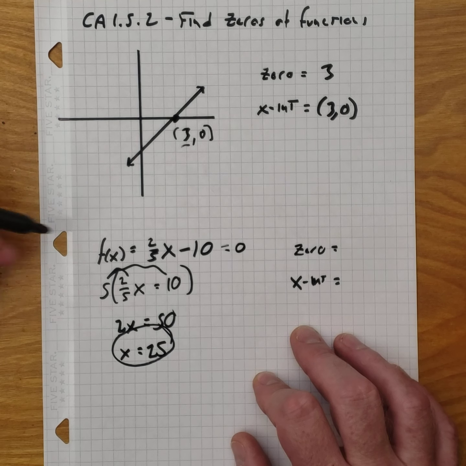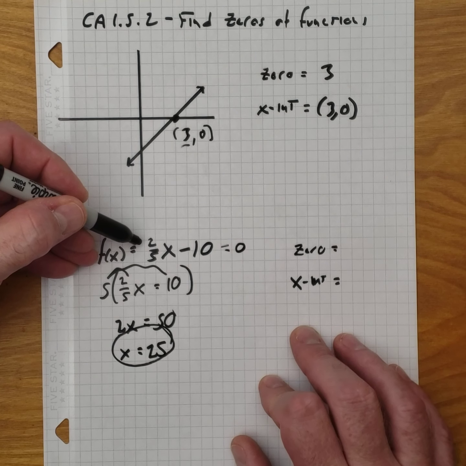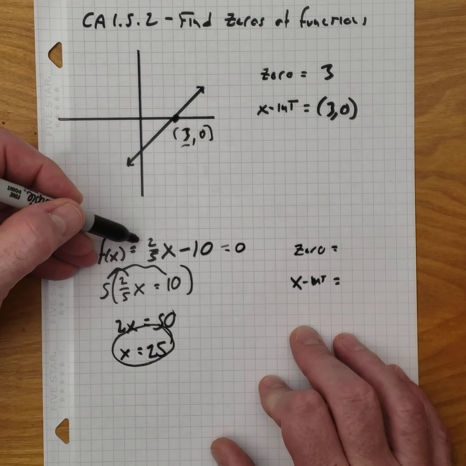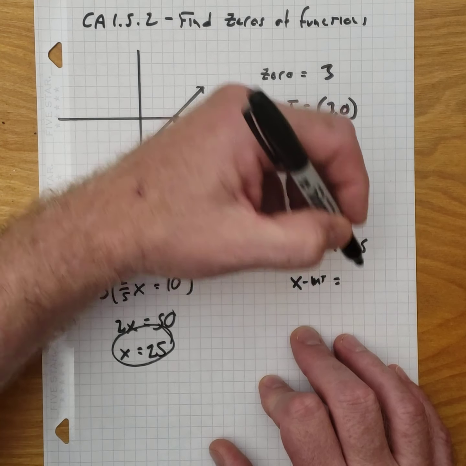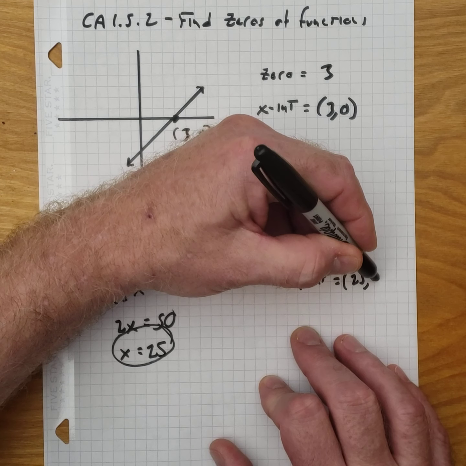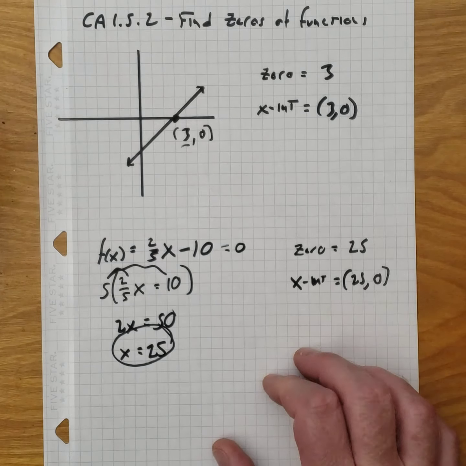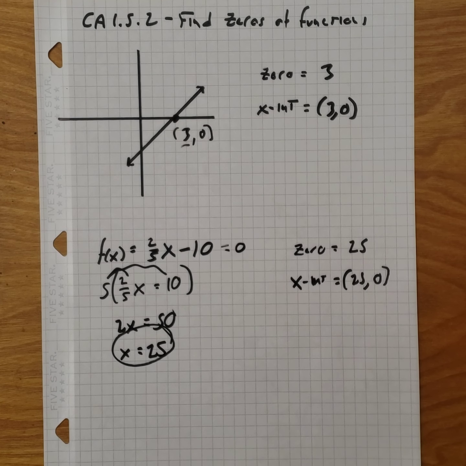And if you want to, you can check. You could graph that and find the x-intercept, and you'll find that it's at 25. So our zero is 25, and our x-intercept is 25 comma 0. That's all there is to finding zeros of functions.